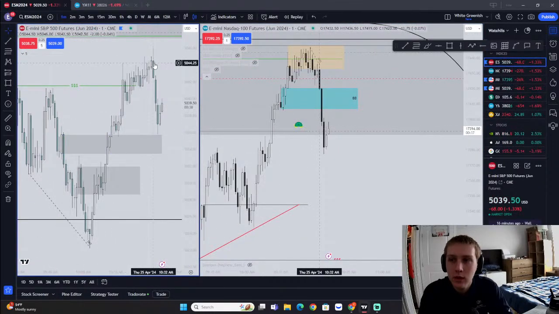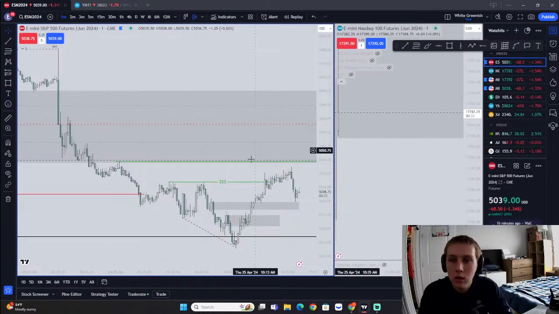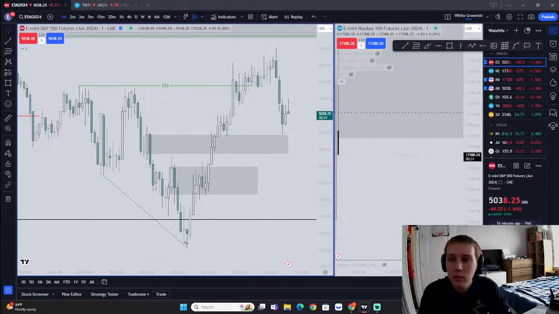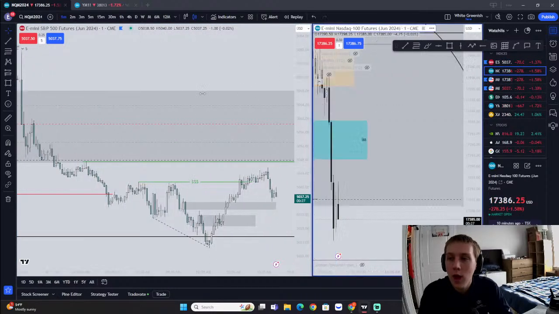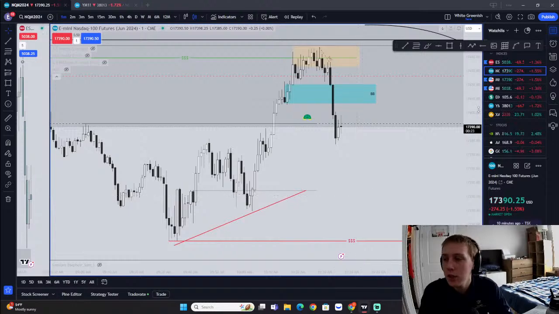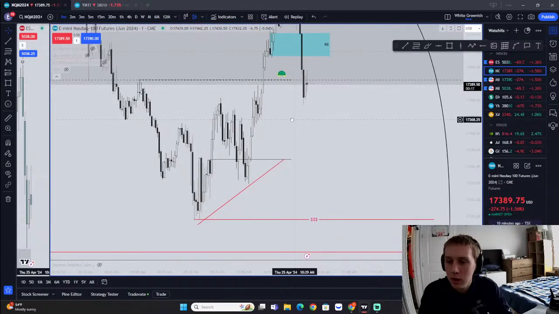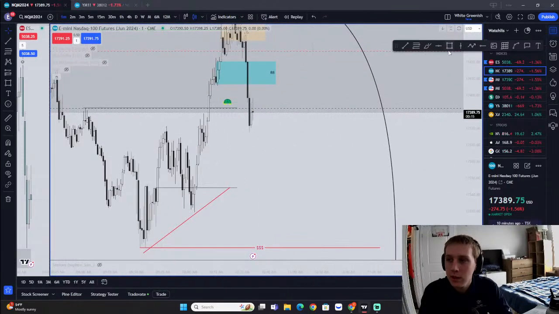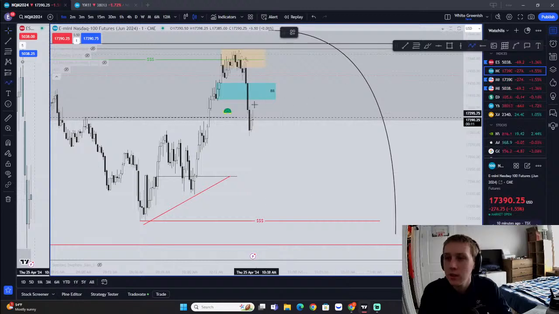Notice that SMT here. Equal highs taken on ES. We also do have another SMT here at these highs. So we have overlapping SMTs. We'll see how this gets delivered. Obviously, right now we just had a sell-off. I'm gonna wait. I'm gonna wait for possibly first stage and then second stage.